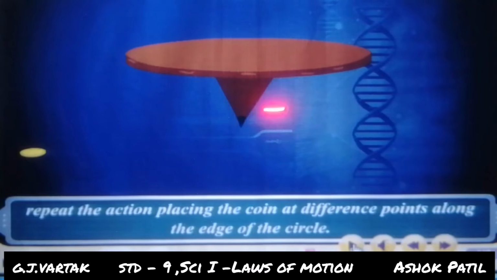Then move the coin and move the disc also. And the observation is here. Look at the observation. Here is the coin, keep the coin here, then move the disc, then the coin is thrown off from the disc, because the speed is higher. When the speed of the disc is higher, that time the coin is thrown off from the disc.